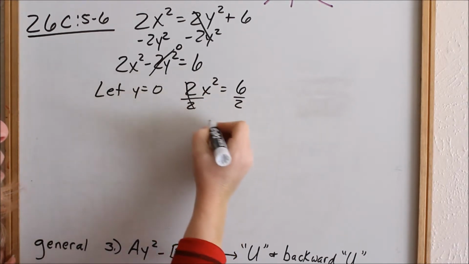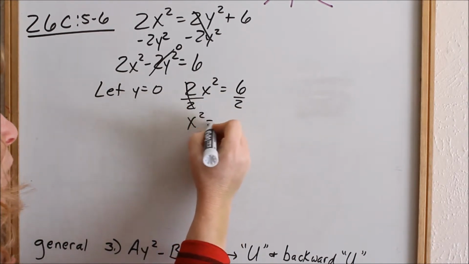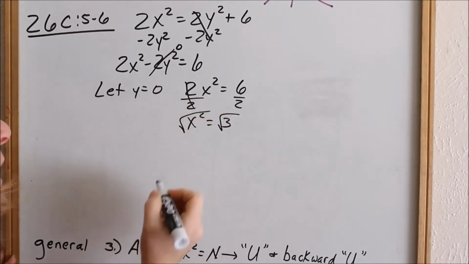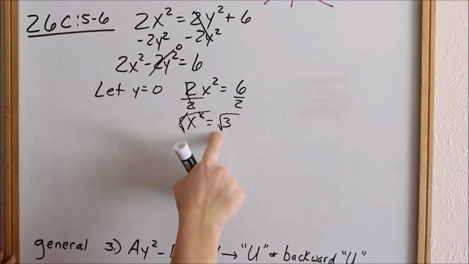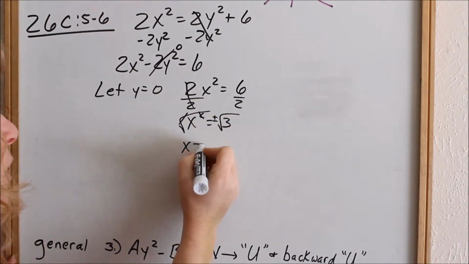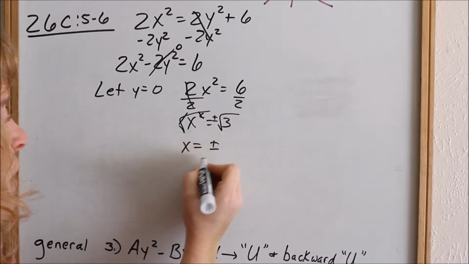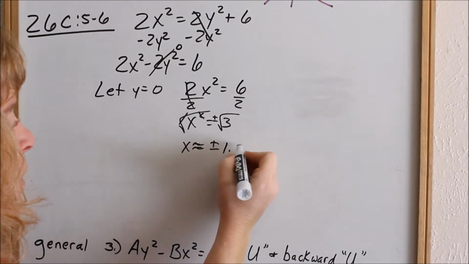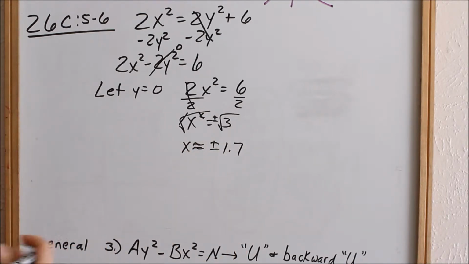So divide both sides by 2. So now we have x squared equals 3. To solve for x, take the square root of both sides. When I take the square root of both sides, what do I put in front of my radical? A plus or minus. So now I know that x is plus or minus, and I'm going to put approximately the square root of 3, rounded, is about 1.7. I need to put it in decimals in order to graph it.